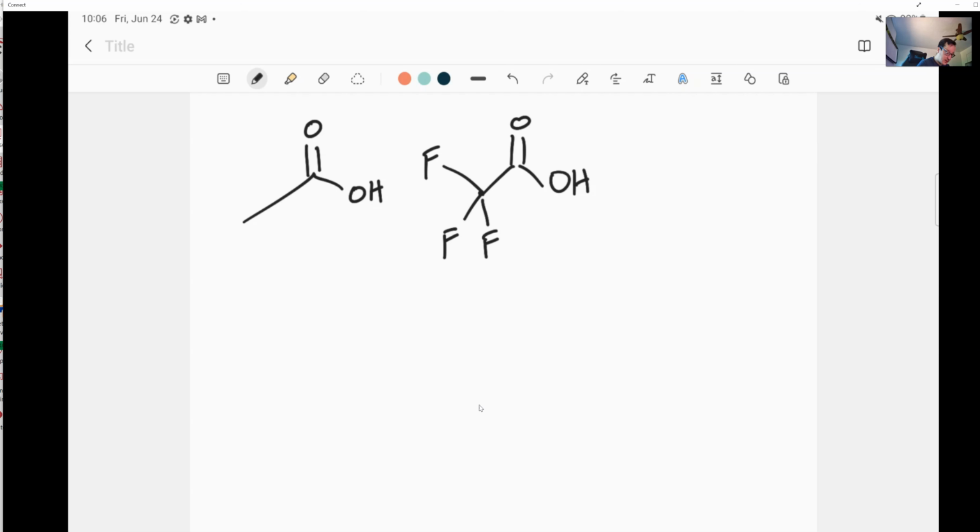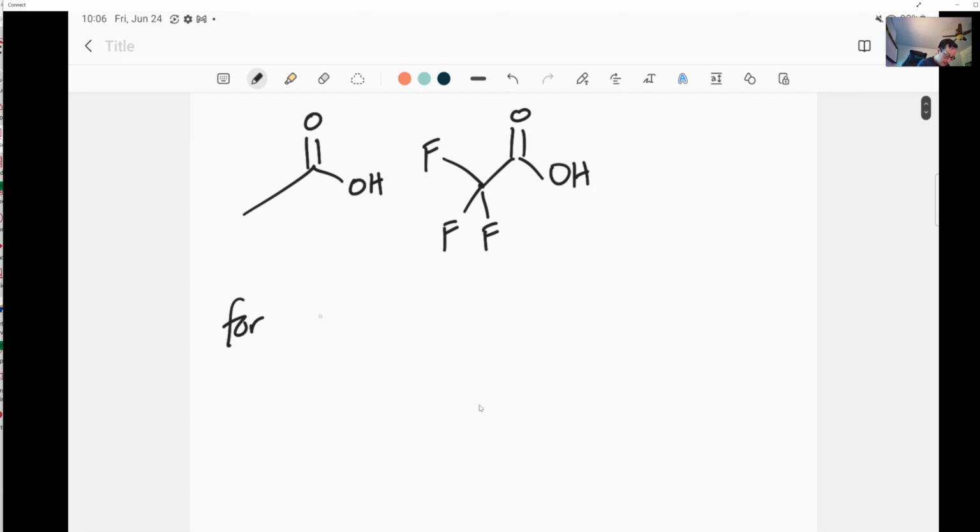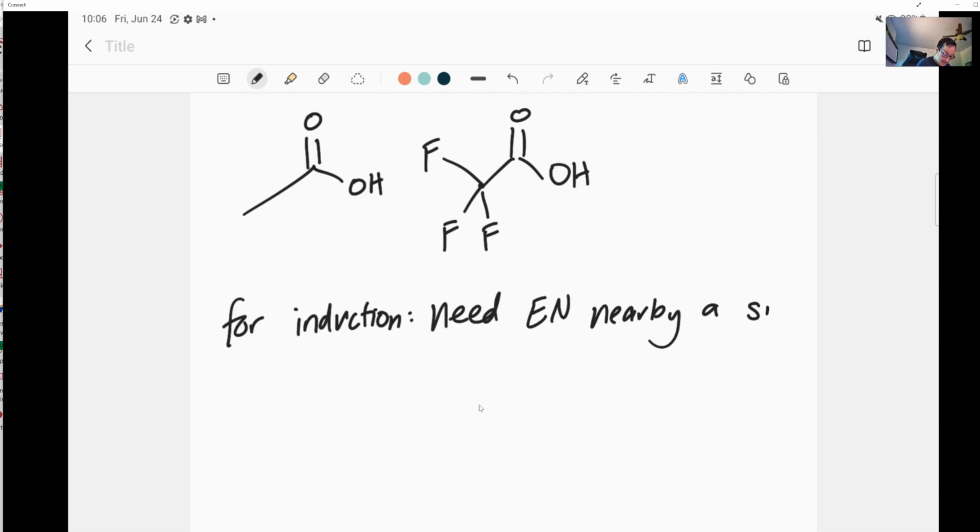So in order for induction to happen, you need electronegative atoms nearby a site of electron density. Because, as we hopefully remember from Intro Chem and Gen Chem, when we have electronegative atoms, that by definition means they want to take electrons for themselves within a covalent bond, right? They're going to make things polar as a result.